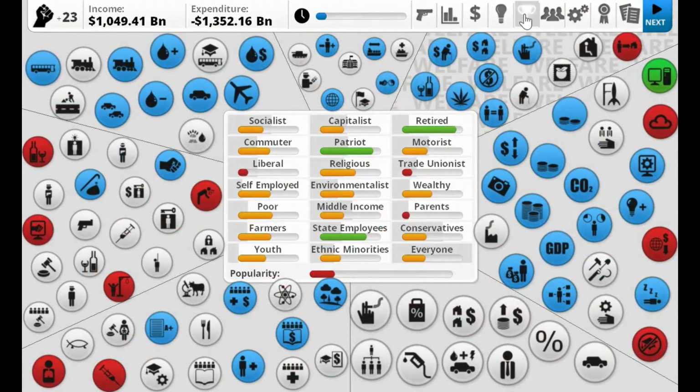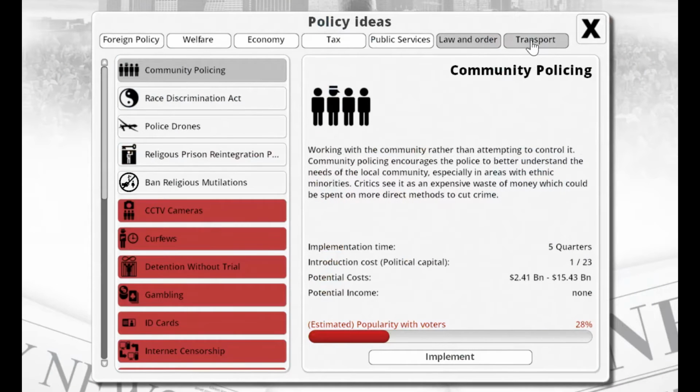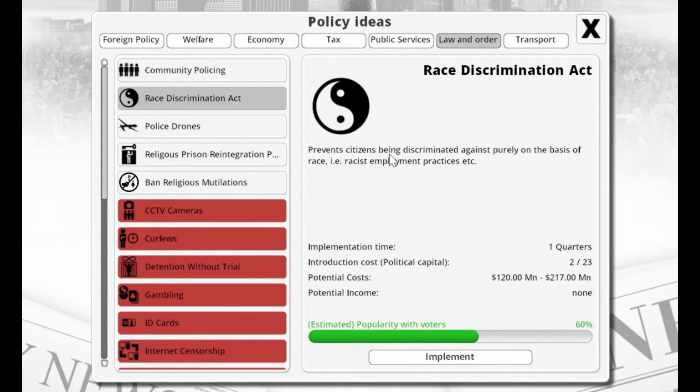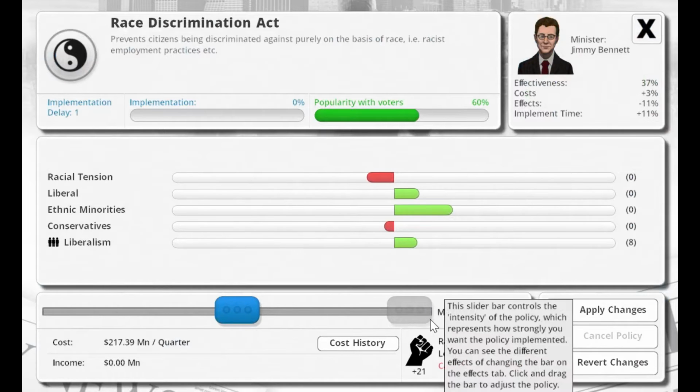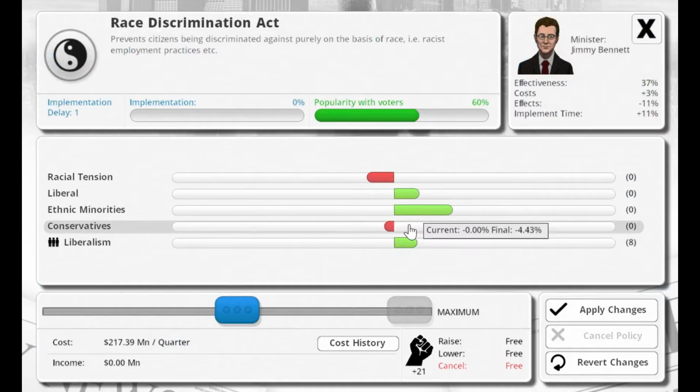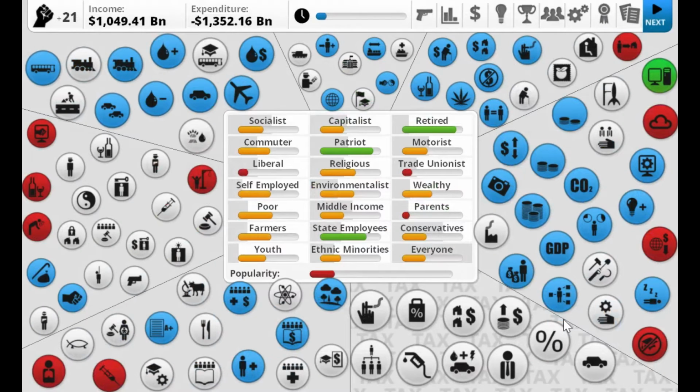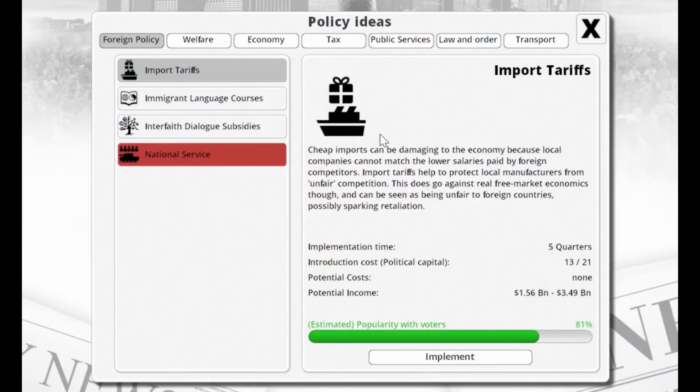Okay. Implement. Okay. That actually helps a lot, to be honest. You gotta say that the fact that conservatives do not like this idea kinda sucks, to be honest. That was it? That was free? Oh.